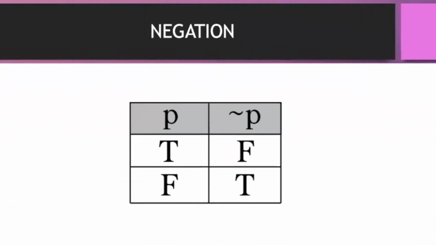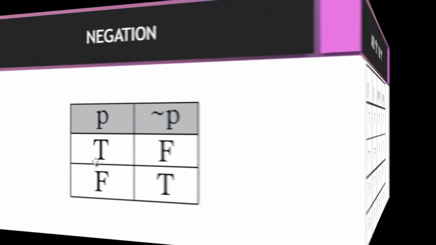Now, when we talk about negation, the symbol for negation is this tilde. So if I have P to be true, then the negation of this would be F. And if I have this to be false, then the negation of this is true. So the negation is the opposite.